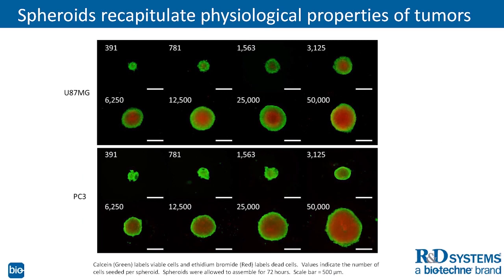This next slide. Here we have U87MG, which are a glioblastoma, astrocytoma cell line, and PC3s, which are a prostate cancer cell line. And we have different numbers of cells seeded in each well, shown at the top left-hand corner. So in this top figure, it says 391. The next figure is 781, and then 1563. So we're seeing an increasing number of cells, and as we increase the number of cells in each well, we're increasing the size of each spheroid.